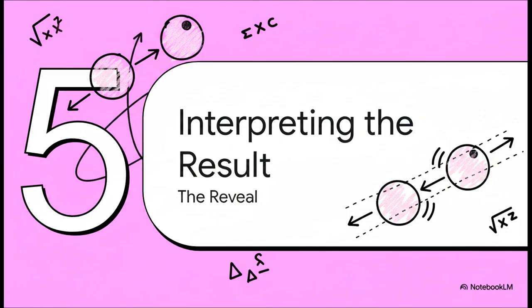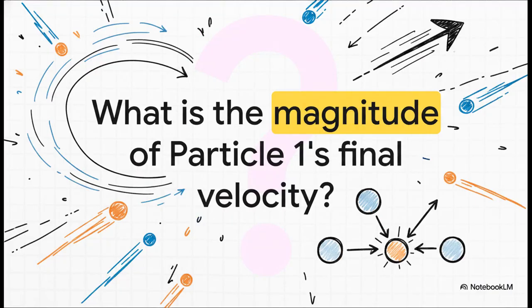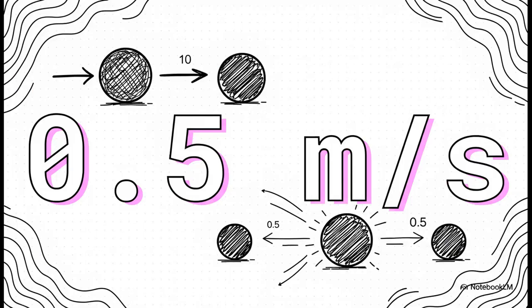So what actually happened to particle 1 after it made the hit? Let's break it down. First up, the magnitude. In simple terms, how fast is it moving now? And the number we get is 0.5 meters per second. Now think about that. It started at 10 meters per second, so it slowed way down after that collision.